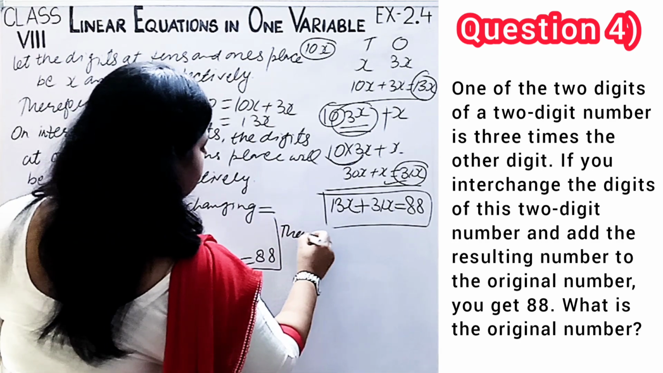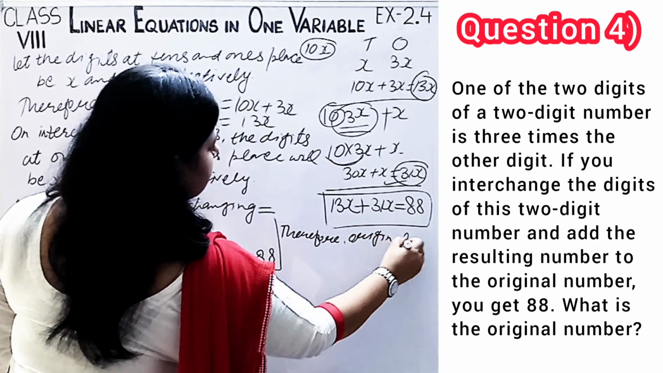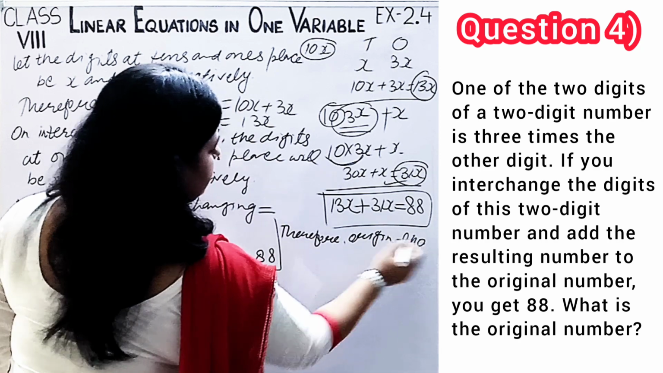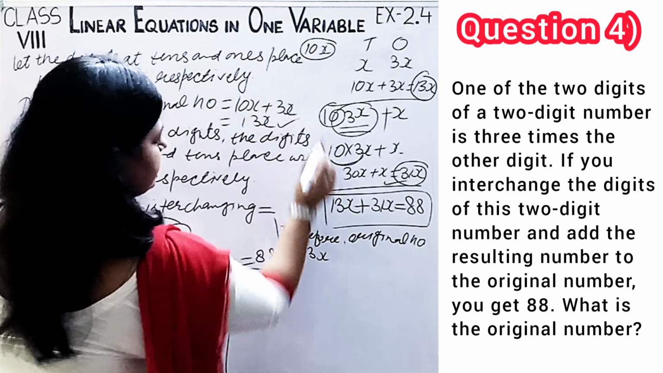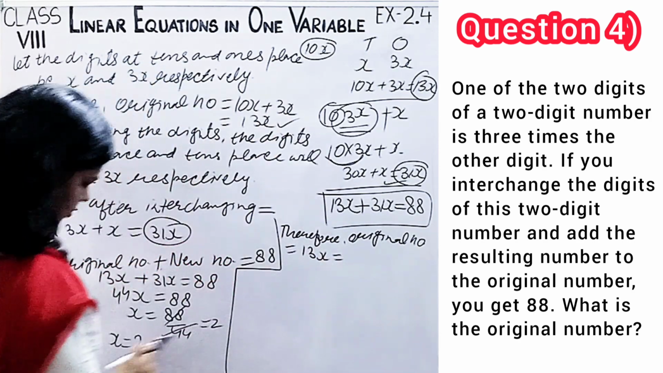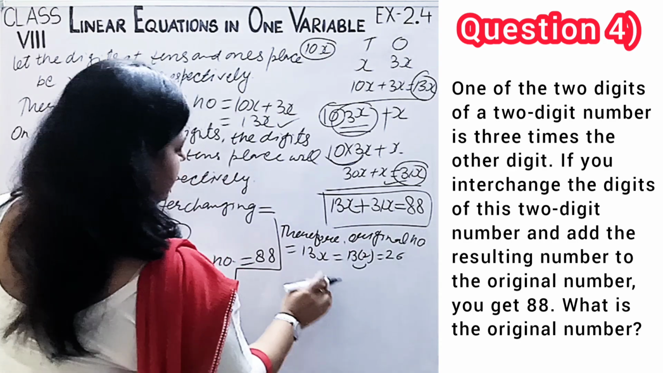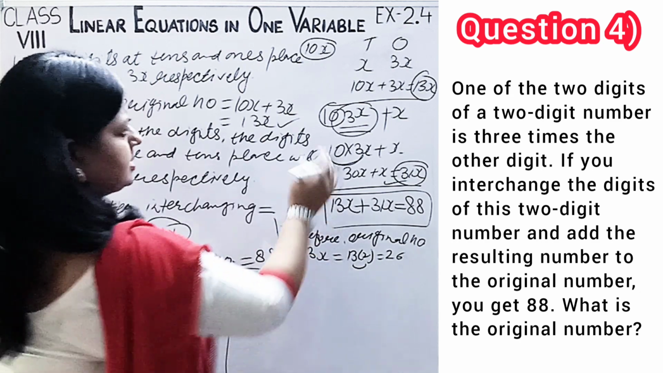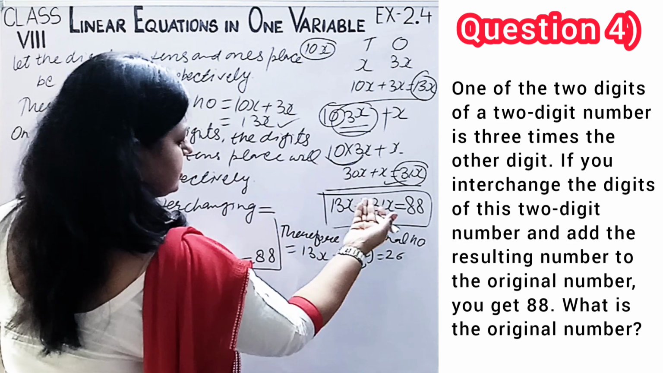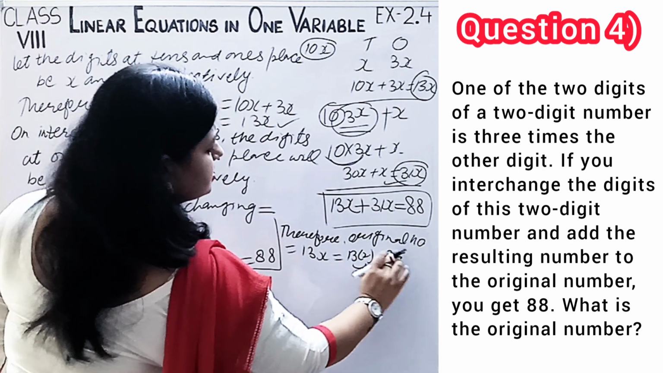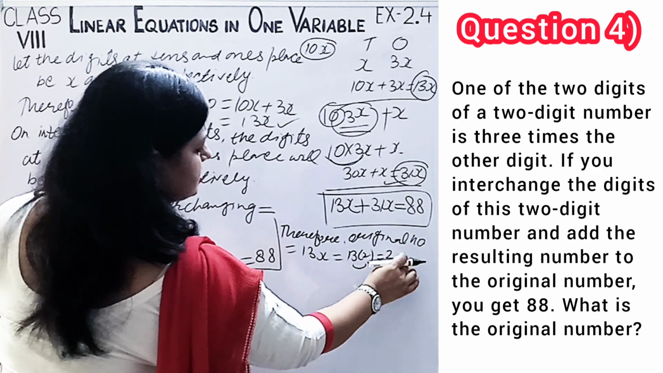Therefore, original number equal to 13x. We already did here. This is original number 13x. So putting value of 2 here, 13 multiplied with 2, we got 26. But in our question, if we interchange this place, the number will reverse. It means we will get 62 here. It means our number can be 26 or 62.